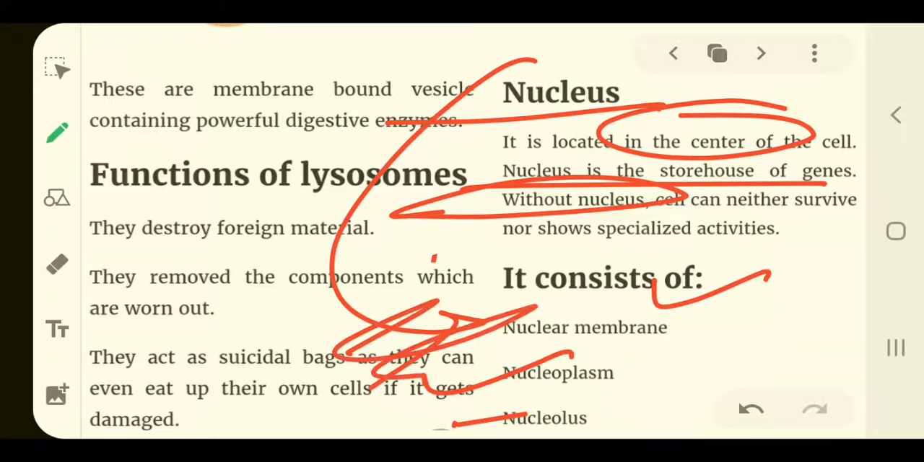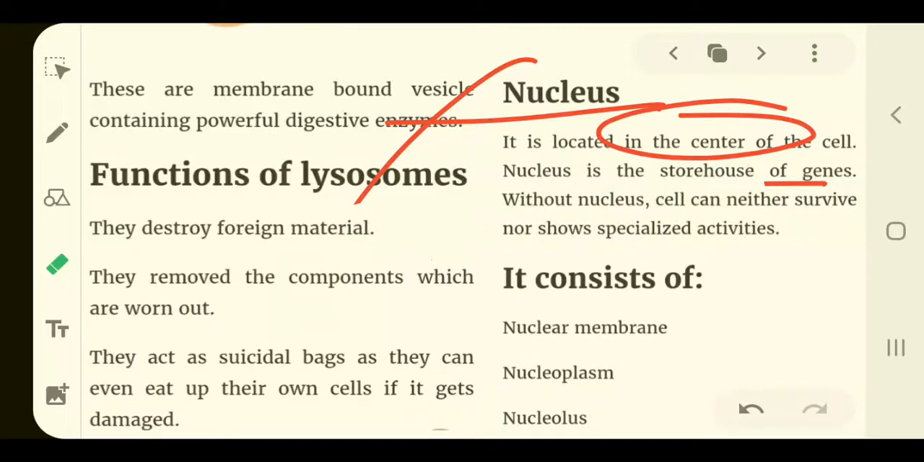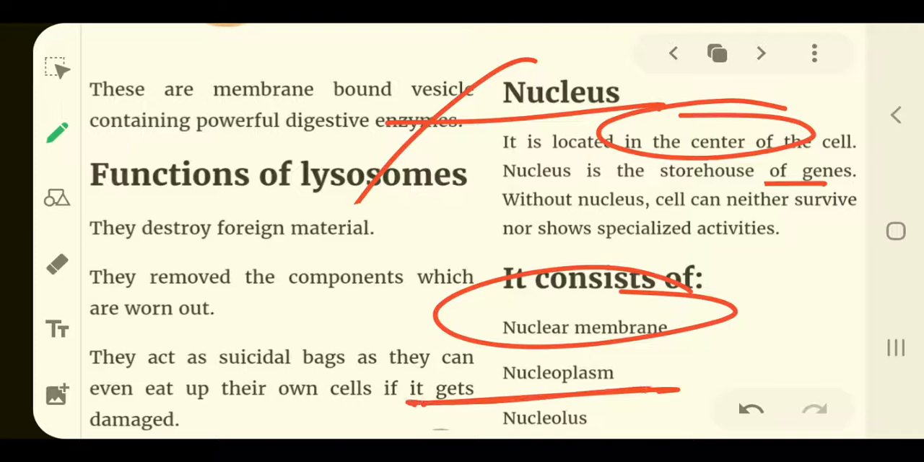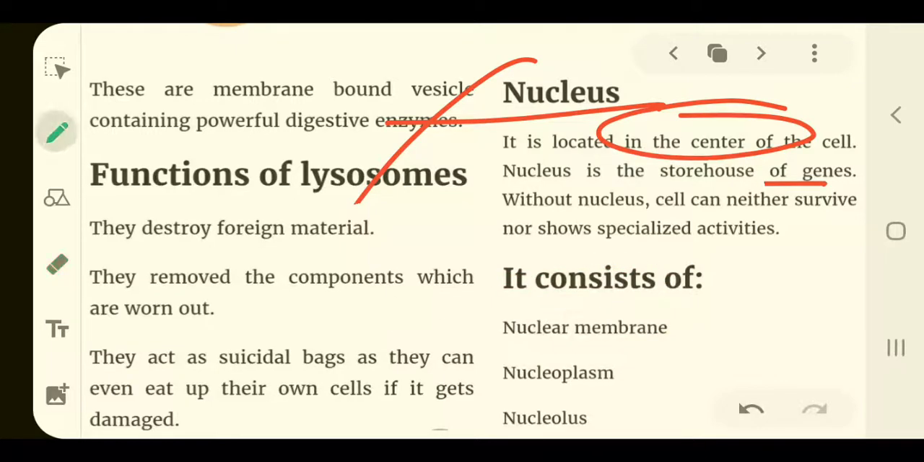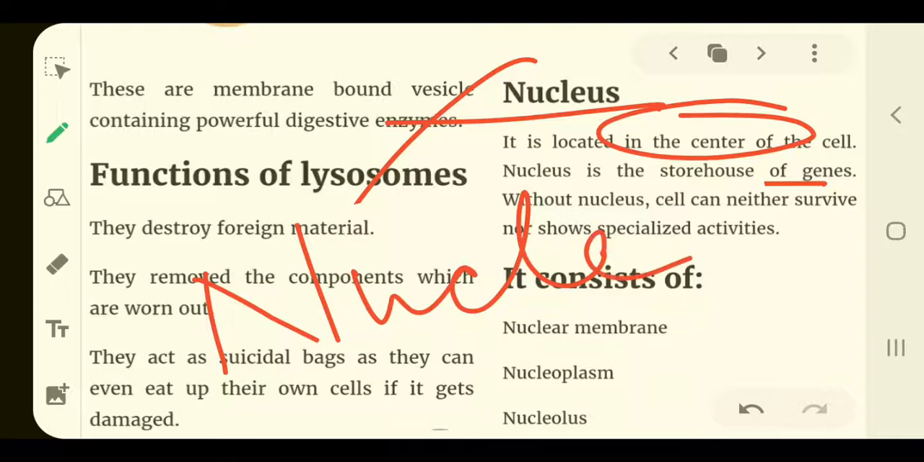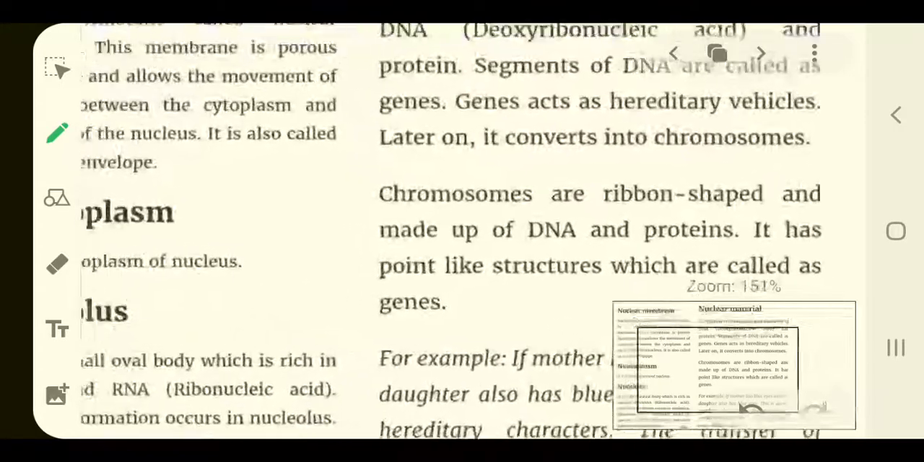So write down these terms. They should be known to you completely. First is the nuclear membrane, then the fluid component within the nucleus, called nucleoplasm, and then of course the nucleolus. Write down this last word, nucleolus. This is the central body of the nucleus, the nucleolus. So these are the three terms under nucleus. Now we will take them one by one.